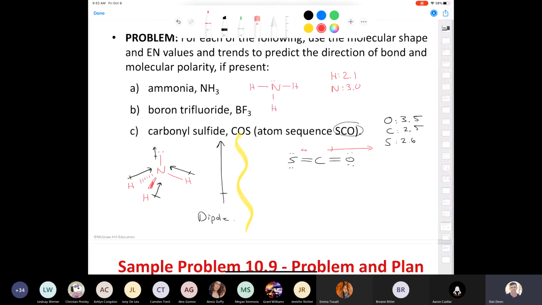So let me ask you a question, not a trick question. Is carbonyl sulfide a polar or a non-polar molecule? Okay, polar, good. Okay, so polar, right?